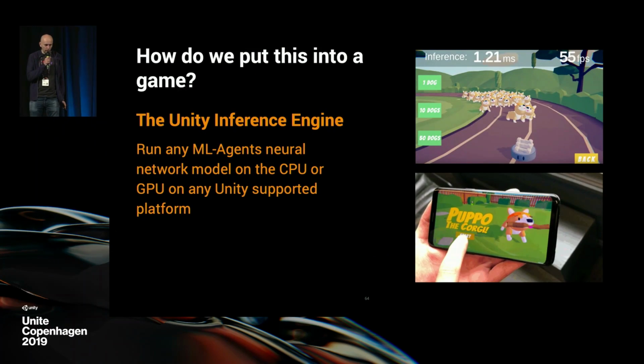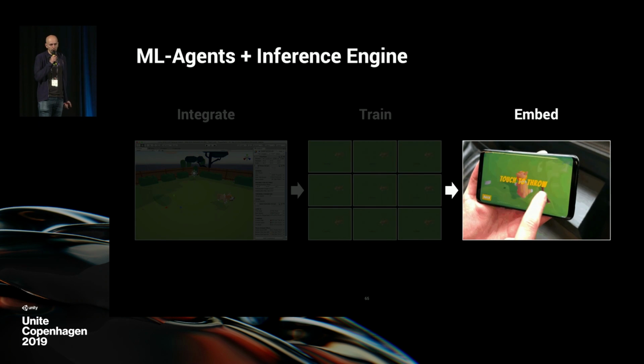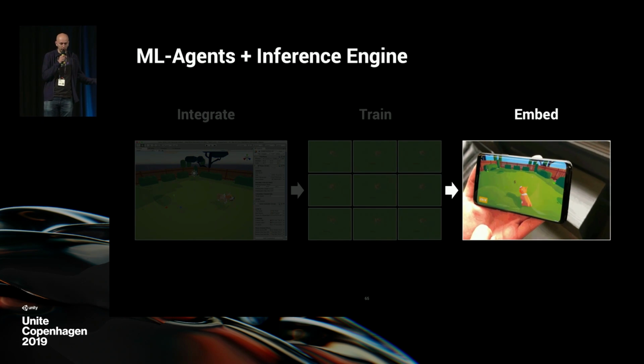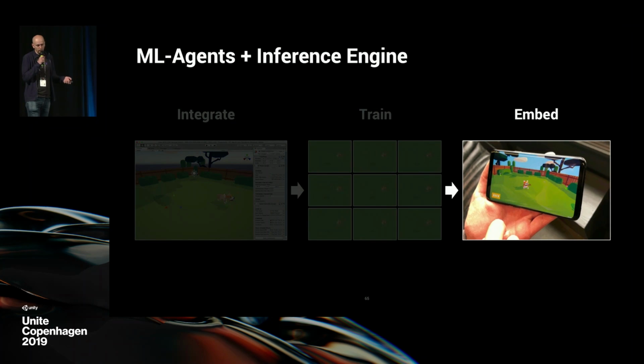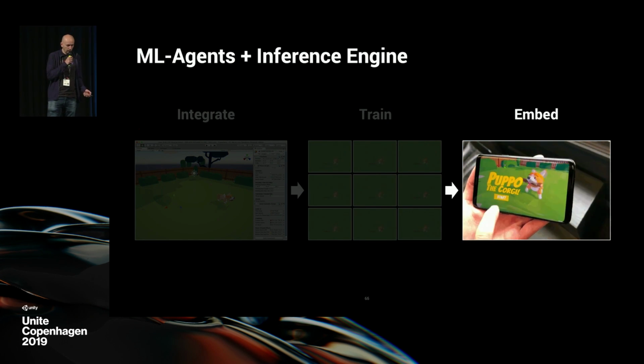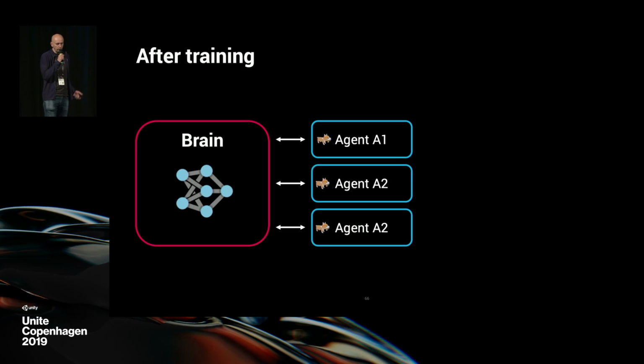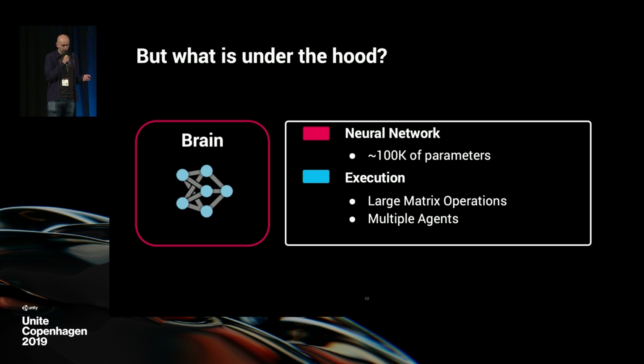Thank you. So I will be talking how to embed the brain and neural net you trained in the ML agents right into the device and or the platform you are targeting with your game. And just to quickly remind that single brain can control multiple agents. And what happens inside that brain? Basically, we have here neural net, which has hundreds of thousands of parameters. And to actually execute that brain and make a decision, you need to execute this neural net, which basically boils down to multiplying large matrices. And the more agents you have, the larger the matrices are.